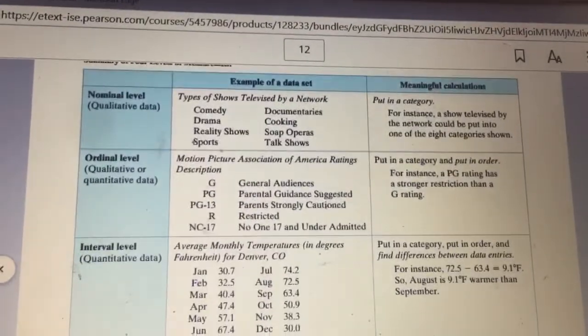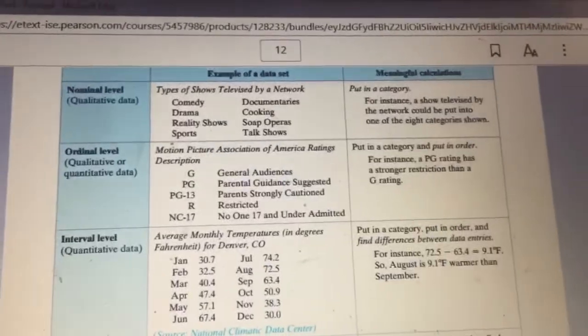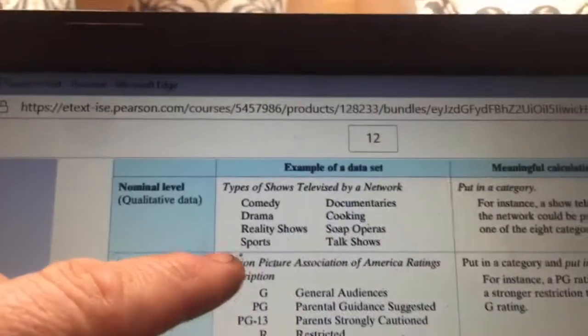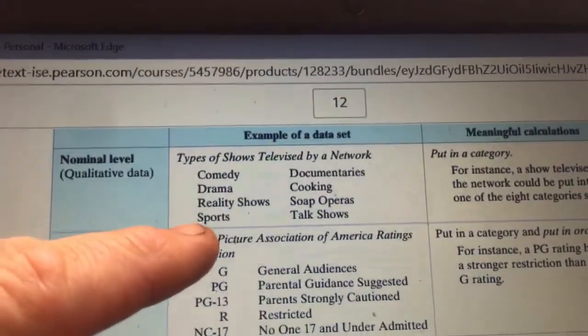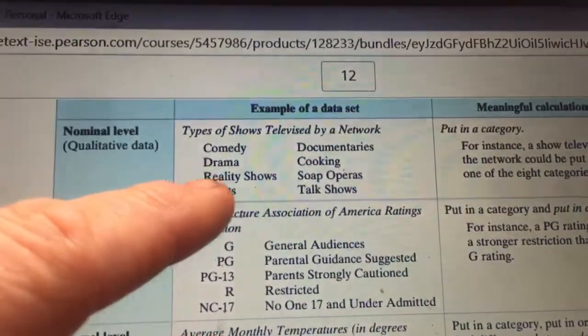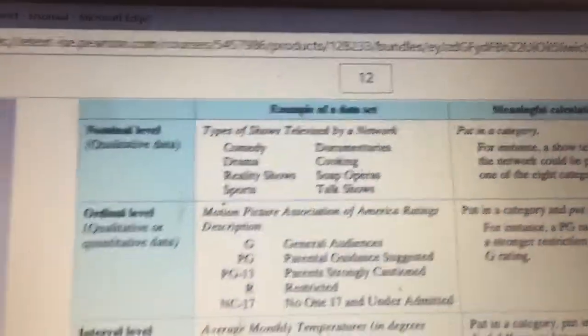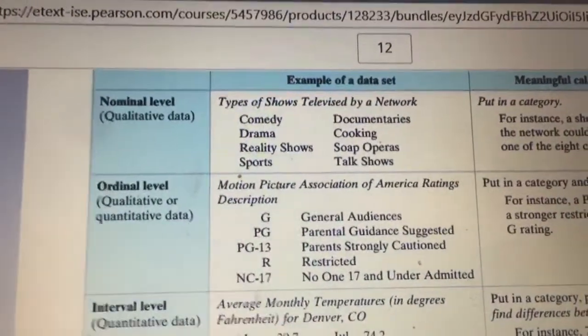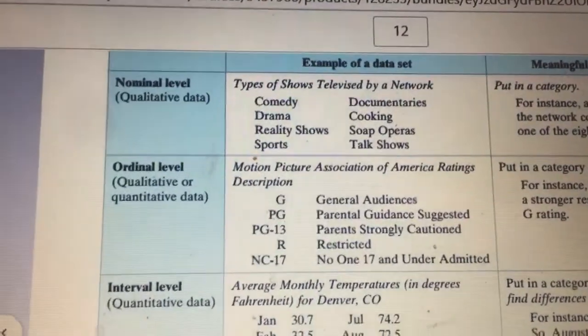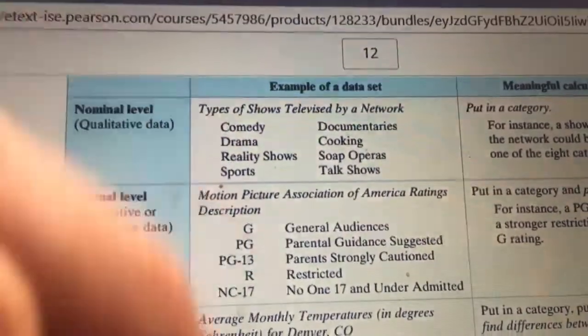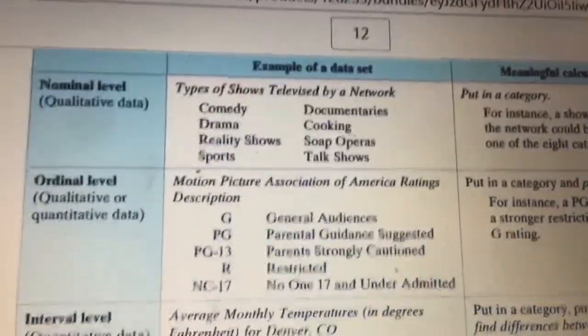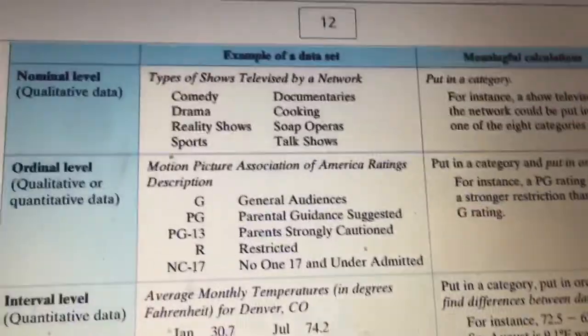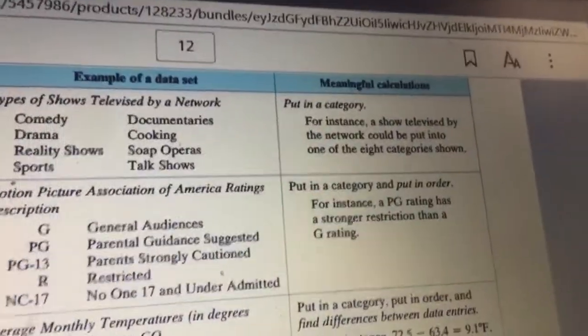Okay, and there are some examples here, like nominal. Here's an example of types of shows televised by networks. It just has all the shows, and they can't be put in order, because what's the order? They're in alphabetical order maybe, but well, actually they're not in alphabetical order. But that's nominal. You can put them in a category.